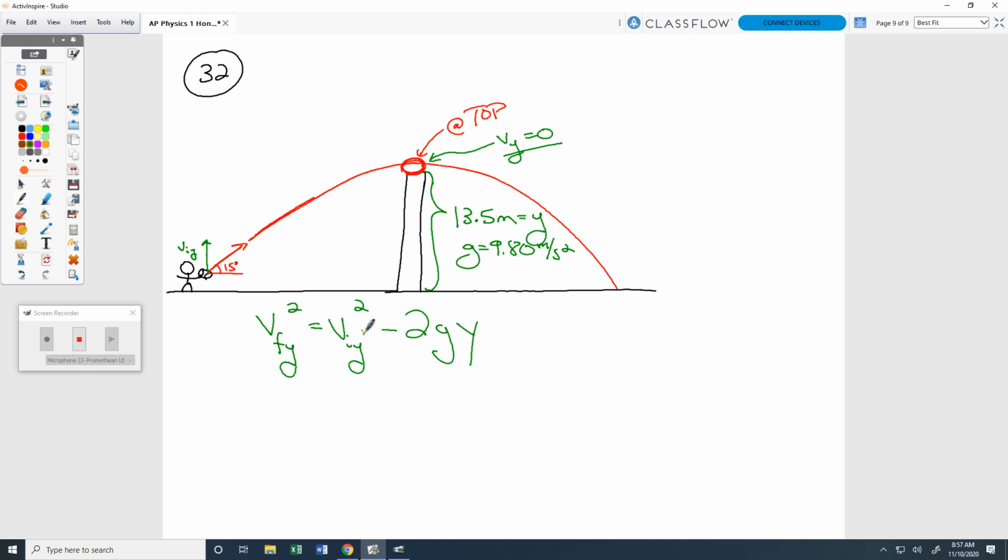We actually had another problem that was similar to this, where we had the ball landing on top of the hill with the golf ball. We were actually using it to find VFY, but we can actually use this one to find VIY, because VFY is going to be 0. We're going to go to the very highest point, so this part will disappear. And so if I do that, then these two have to equal each other. And so to find VIY, we're actually just going to square root this stuff.